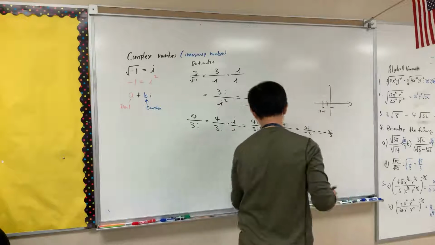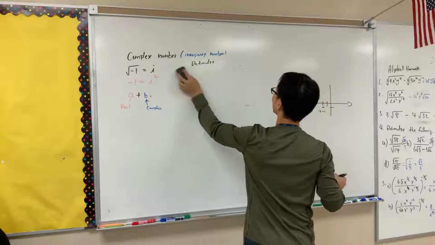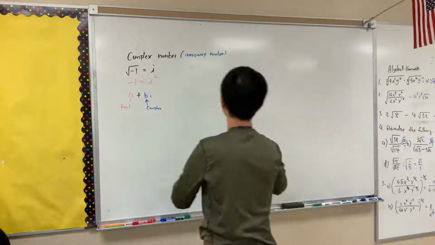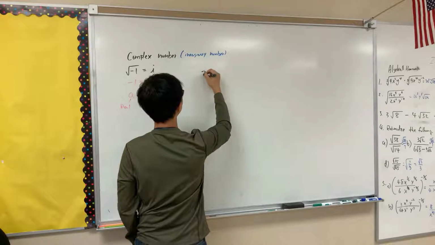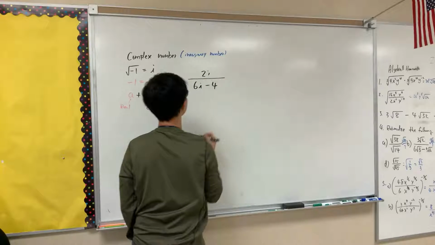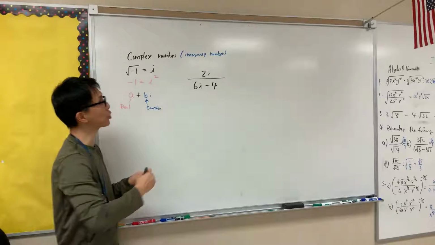Now we're going to talk about what we did yesterday involving today. What we did yesterday, you got 2i over 6i minus 4. We're going to learn how to rationalize this.